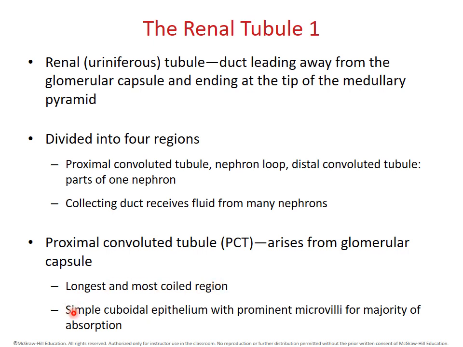As I mentioned earlier, we get a transition from simple squamous in the parietal layer of the glomerular capsule to a simple cuboidal epithelium in the proximal convoluted tubule. One way to distinguish these cells from other parts of the tubular nephron is that the cuboidal cells of the proximal convoluted tubule have the most prominent microvilli associated with them. And so again, remember, microvilli increase surface area. They're tiny little projections, cellular projections.